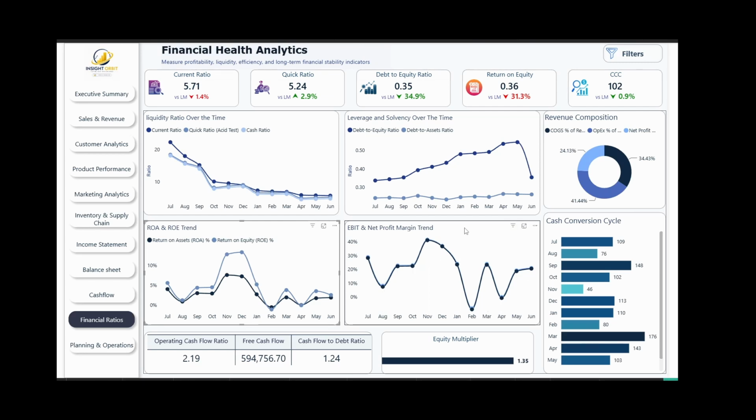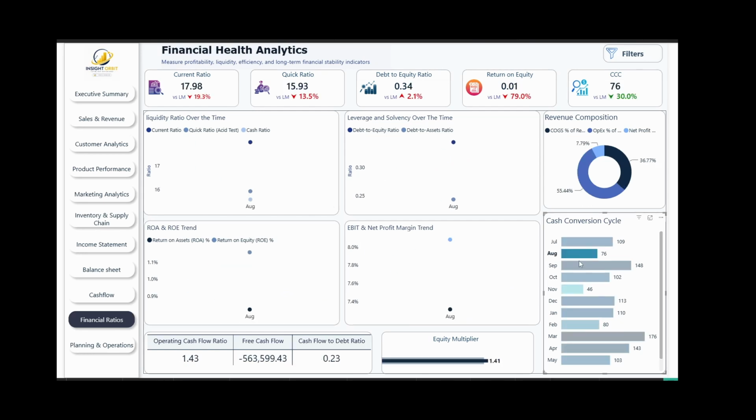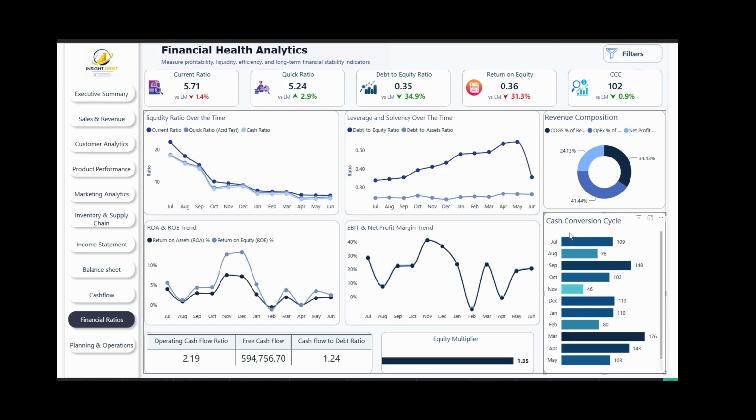The cash conversion cycle shows how quickly a company converts the investment in inventory and operations back into cash. It contains three important metrics: days sales outstanding, days inventory outstanding, and days payable outstanding. A lower cash conversion cycle usually means the company is managing working capital more efficiently.